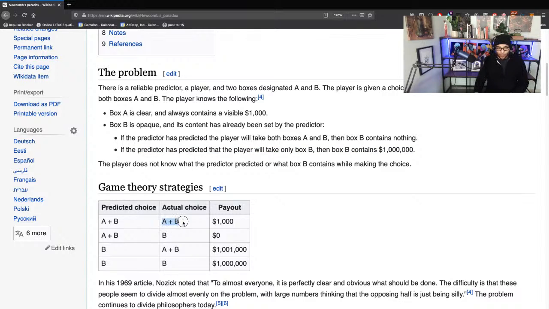So let's say that the person chooses boxes A and B. The predictor would have predicted that. We're assuming that the player does not know what the predictor predicted or what box B contains. So they don't know what the prediction is. And so let's look at the options. The regular player takes boxes A and B.